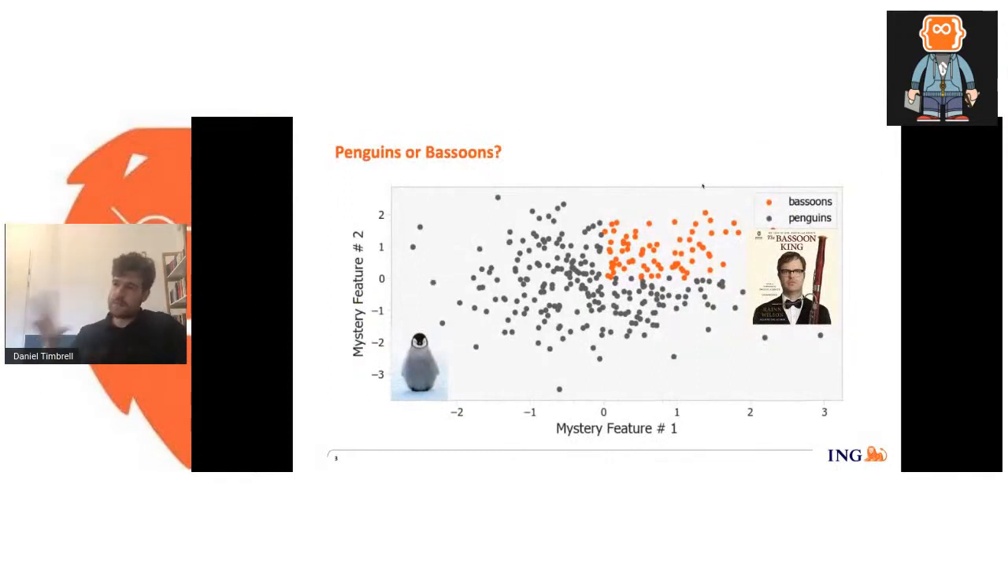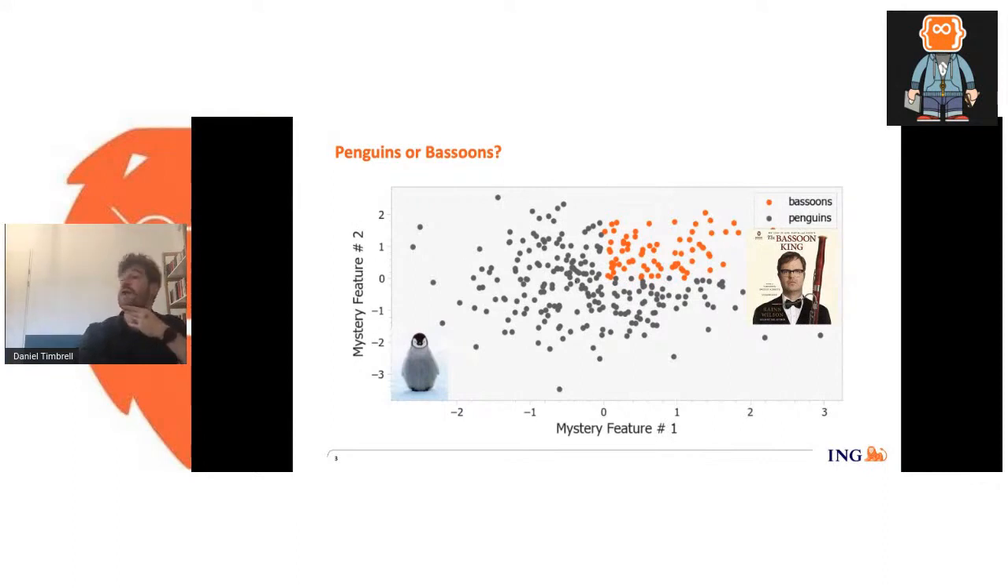So imagine a really simple machine learning classification problem. We're trying to find, and these are the first two objects that just came to the top of my head, classifying nice little cute penguins or bassoons, right? So you've got here a really simple data set. You've got mystery feature number 1, mystery feature number 2. These range from about -3 to 3 on both axes.